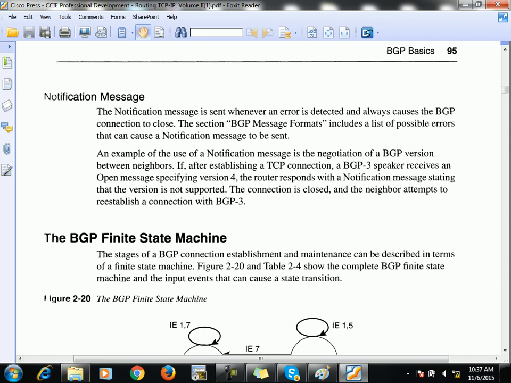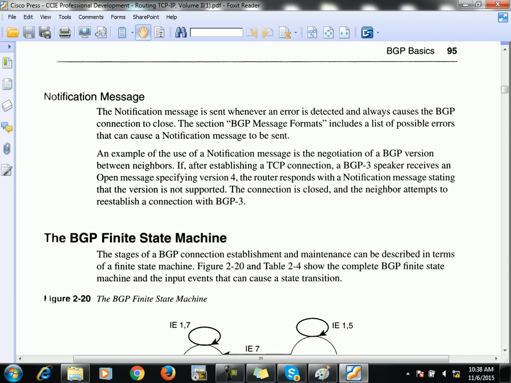Then we also have the notification message. As I told you, in case BGP tears down its neighborship after expiration of the hold down interval, then before tearing down the neighborship it will inform its neighbor by sending a notification message that it is tearing down this neighborship due to this reason.